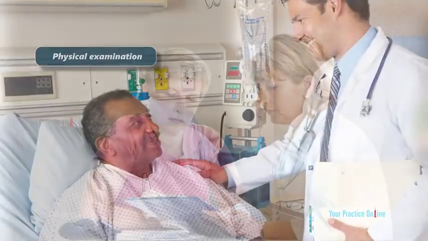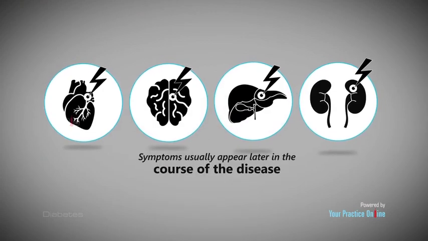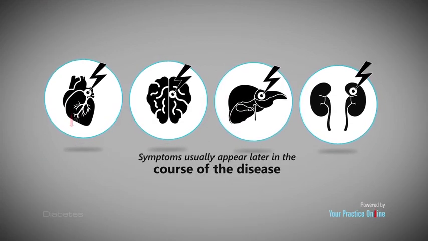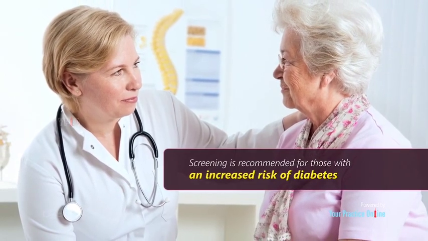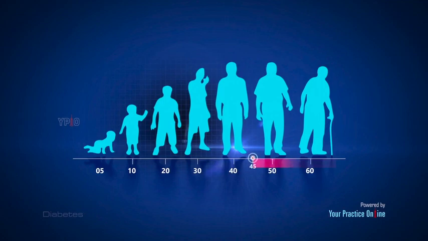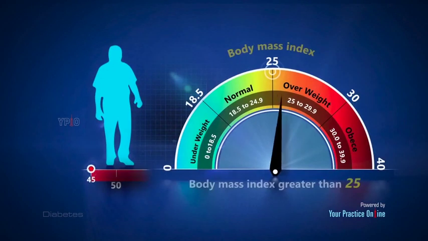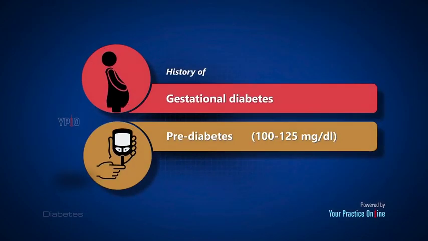Diagnosis. To make a diagnosis, your doctor will review your symptoms and perform a physical examination. As symptoms usually appear later in the course of the disease, screening is recommended for those with an increased risk of diabetes. This includes individuals over the age of 45, those with a body mass index greater than 25, and those with a history of gestational diabetes or pre-diabetes.